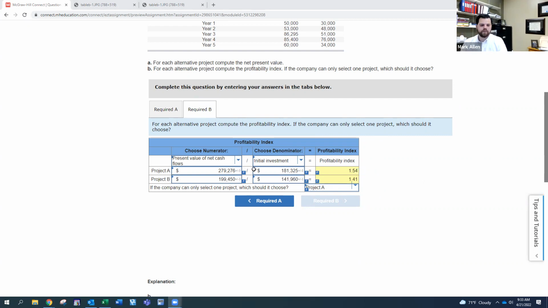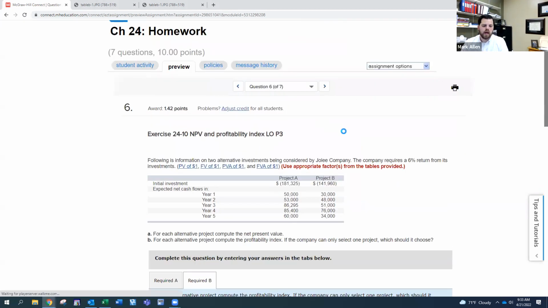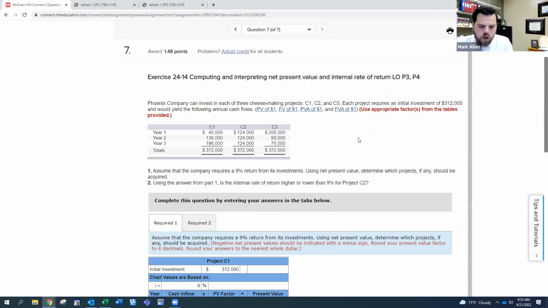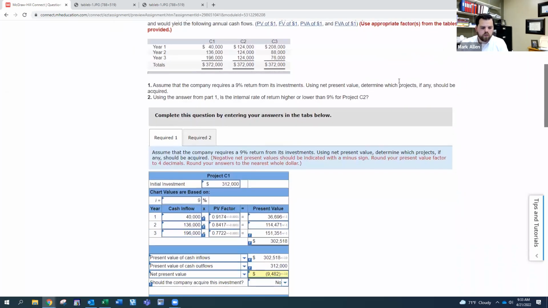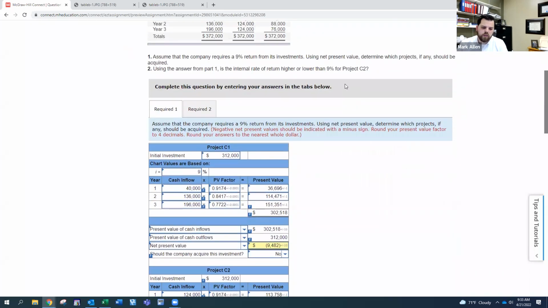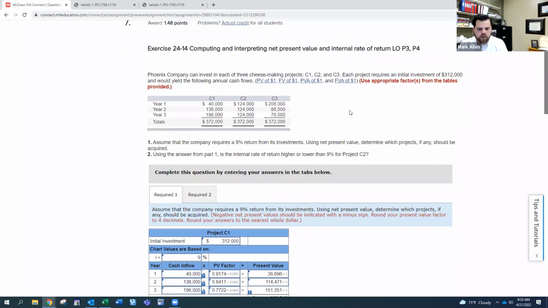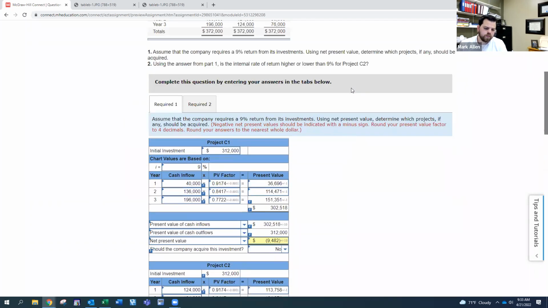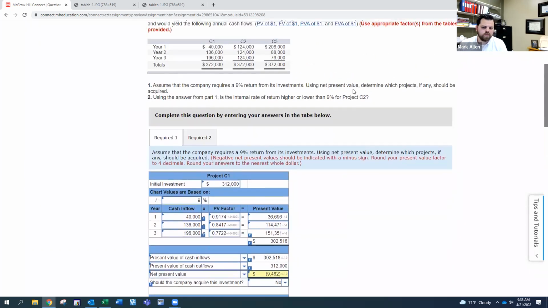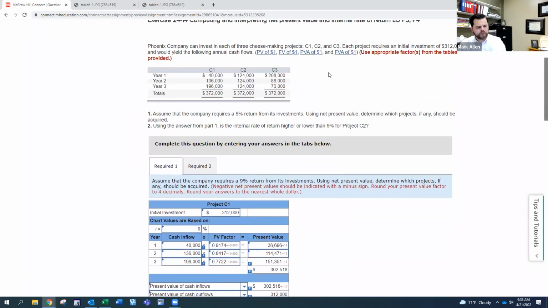Okay, now number 7, our last problem. One more example of net present value, but here we're going to look at internal rate of return also. So I'm going to run through the net present value stuff fairly quickly with this one. We'll look at it.